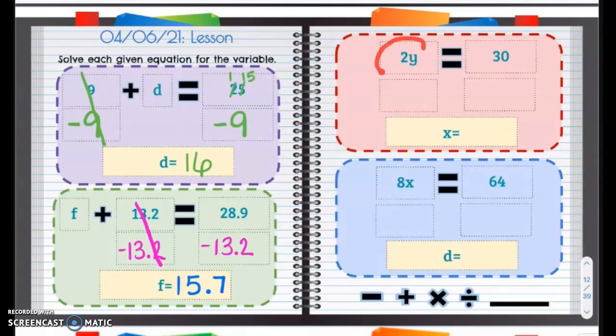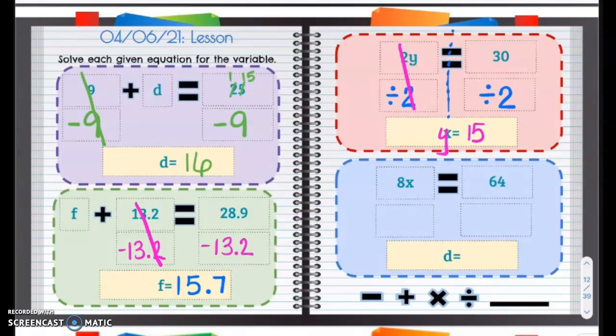Alrighty, now we're left with multiplication. Ooh, we can do that. The opposite of multiplication is division. So we're going to divide both sides by 2. Because what you do to one side of that equal sign, you have to do to the other. So if we divide by 2 on both sides, we're left with that y. Oops, sorry, that should be y. That y equals 30 divided by 2 is going to be 15.